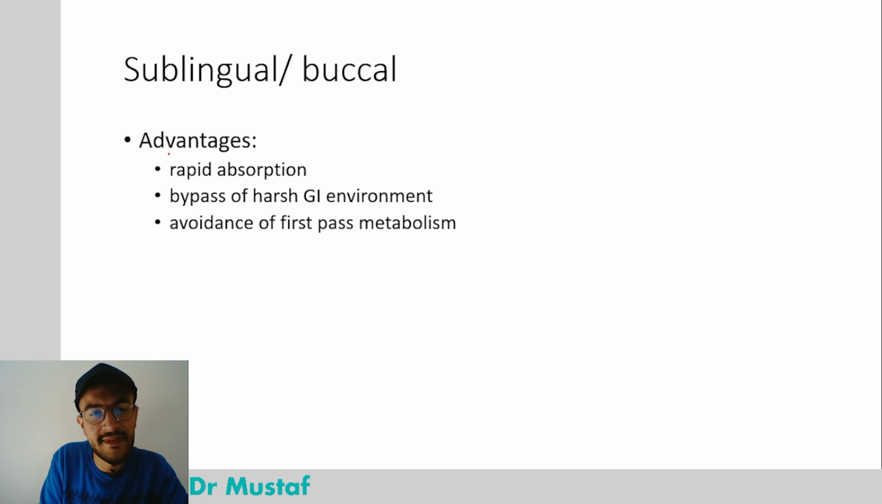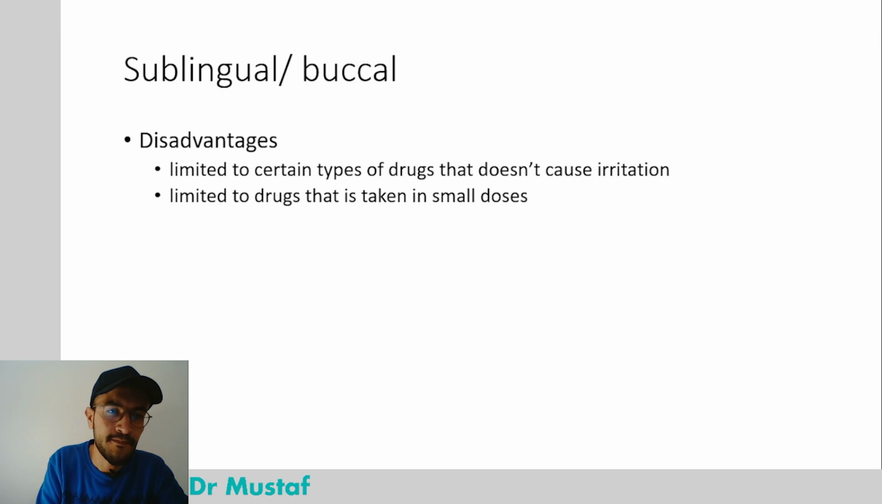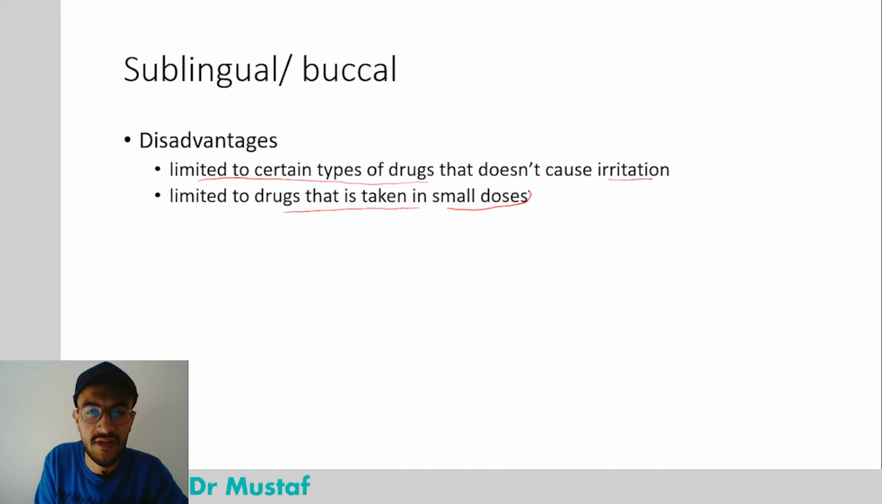The advantages of the sublingual and the buccal routes is that we have rapid absorption of the drug, and they would bypass the harsh environment of the GI system, and we would avoid the first pass metabolism associated with the GIT system. The disadvantages, on the other hand, is that the sublingual buccal routes are limited to certain types of drugs that do not cause irritation to the mouth, and also they are limited to drugs that are taken in small doses.